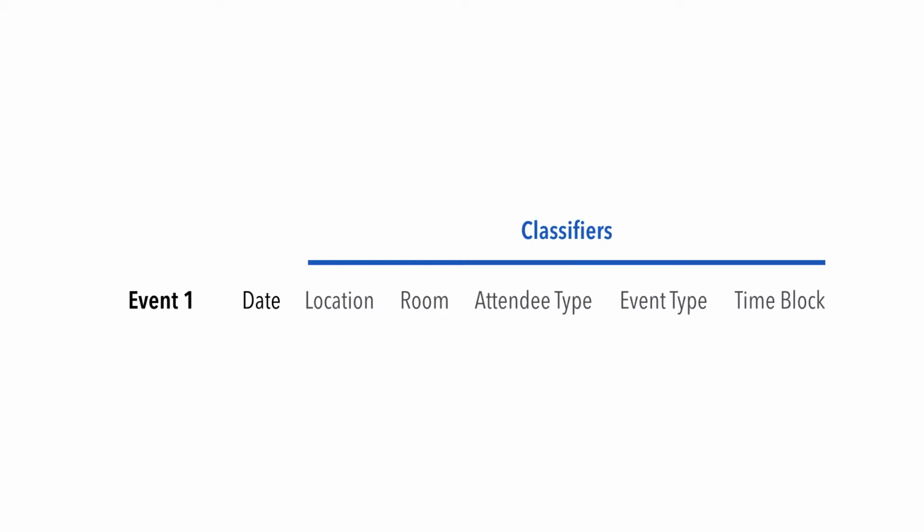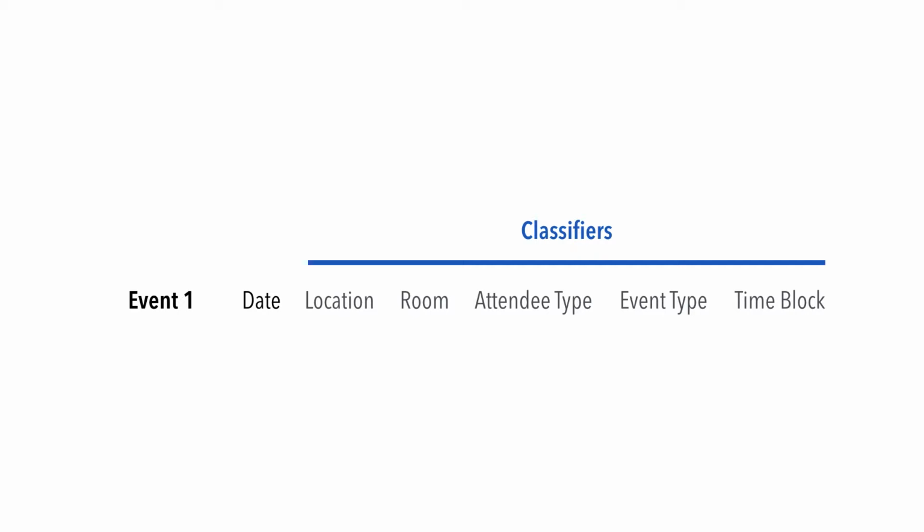Attendee type and event type are closely related, but as their names imply, a little bit different. Use attendee type to classify which people or demographic group is associated with each event. And use event type to designate the ministry or department for each event.